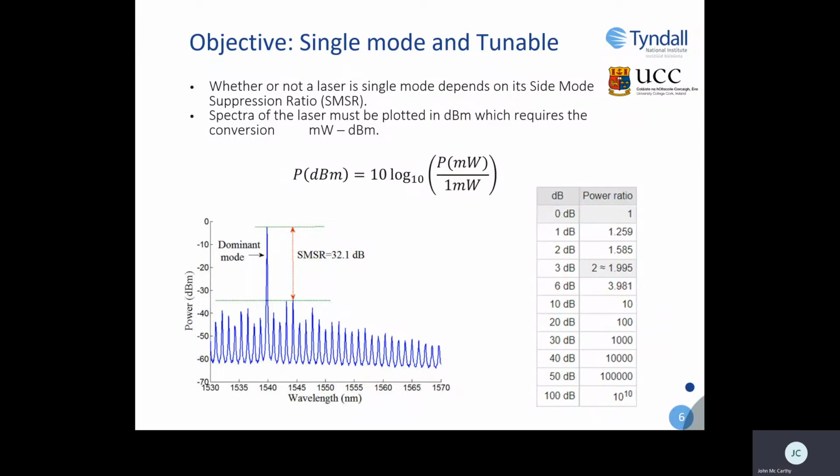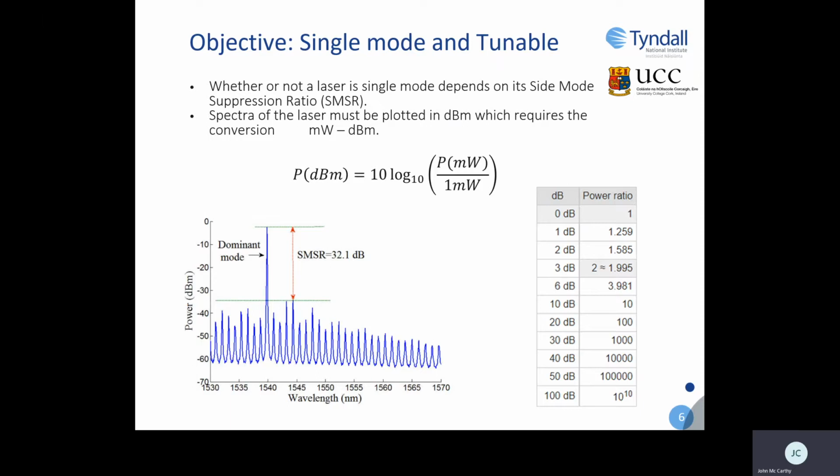So, the objective we want to explore today in this presentation is to design a laser that will produce a single mode and tunable wavelength. So what does this mean? Well, whether or not a laser is single mode depends on its side mode suppression ratio. This is attained by plotting the power of the laser spectra in dBm and measuring the power difference between the dominant mode of the spectra and the secondary mode. This value is measured in decibels.